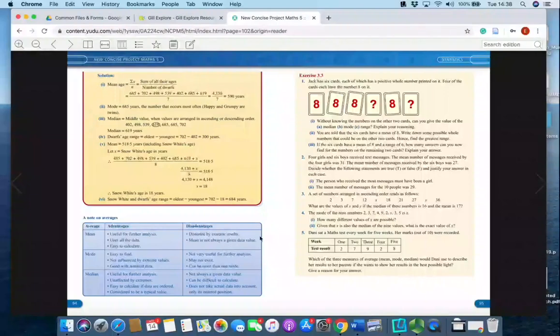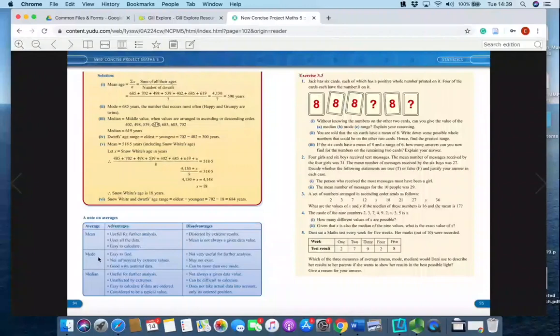A mean is not always a given data value, so it's not a specific value in your data set, it's a calculated value. So it could be fractions, it could be anything. For example, if we have a look up here when we got 590 for the dwarf's age, you'll see that no dwarf was actually 590. So it's not a given data value.